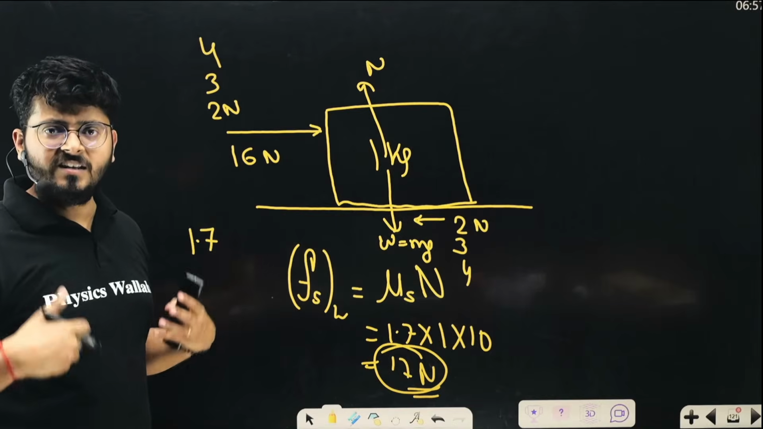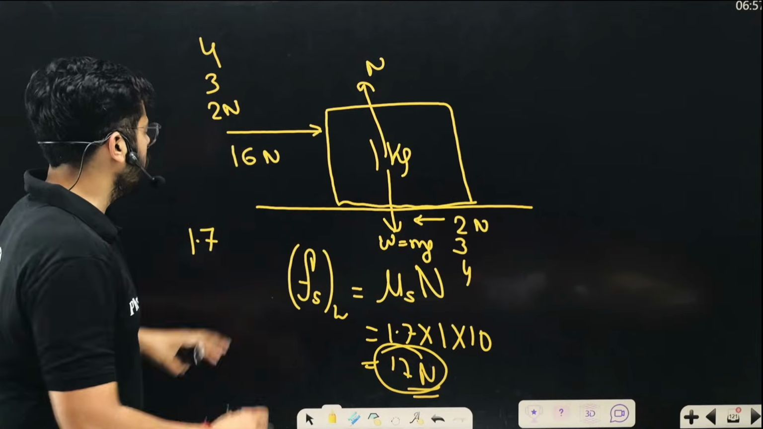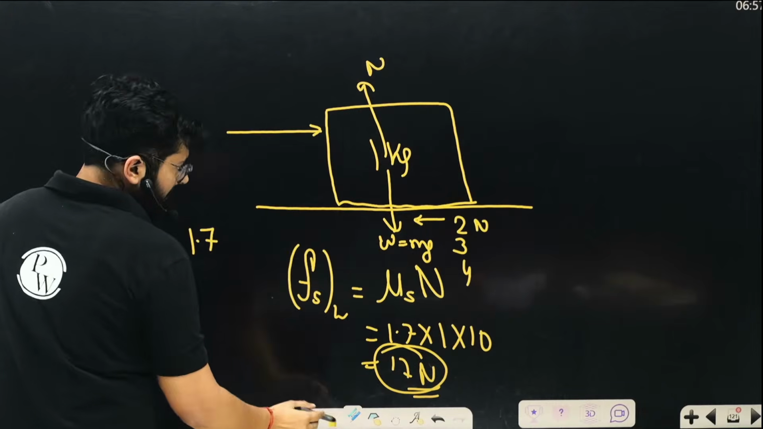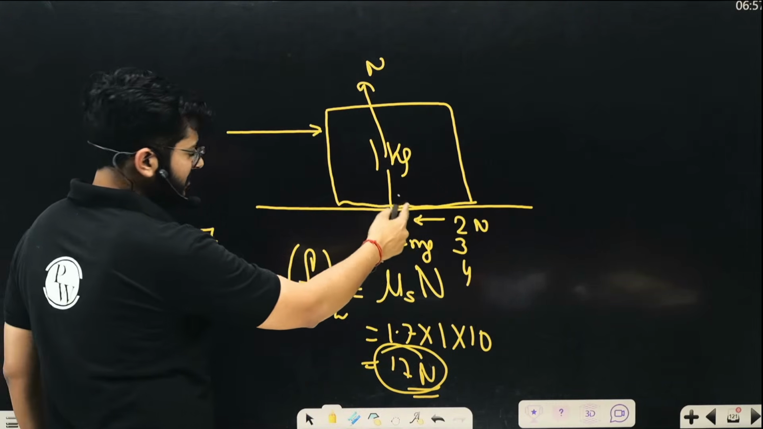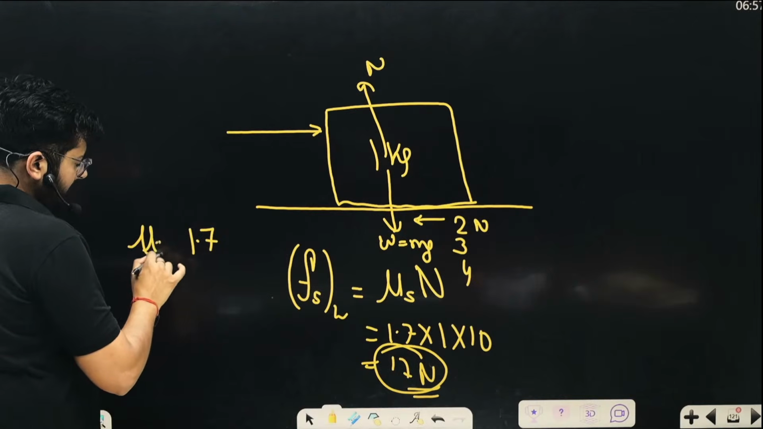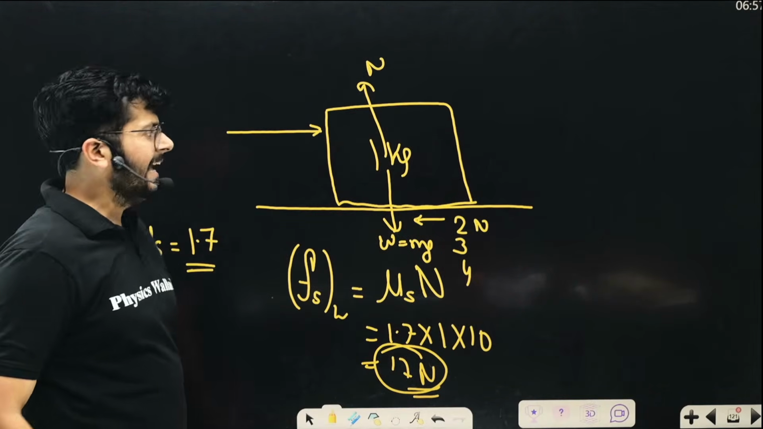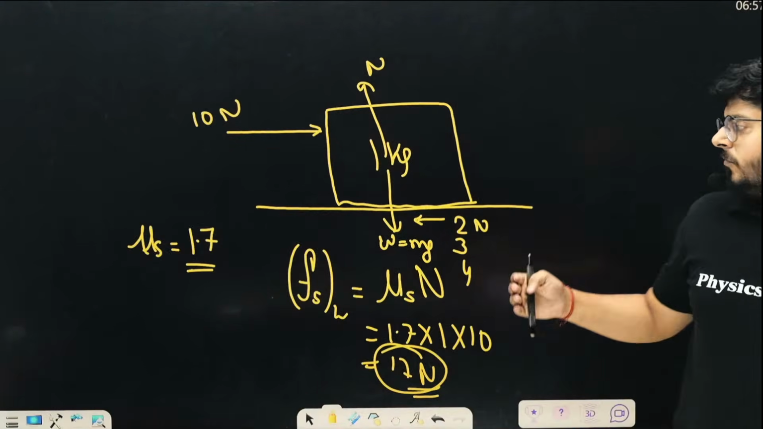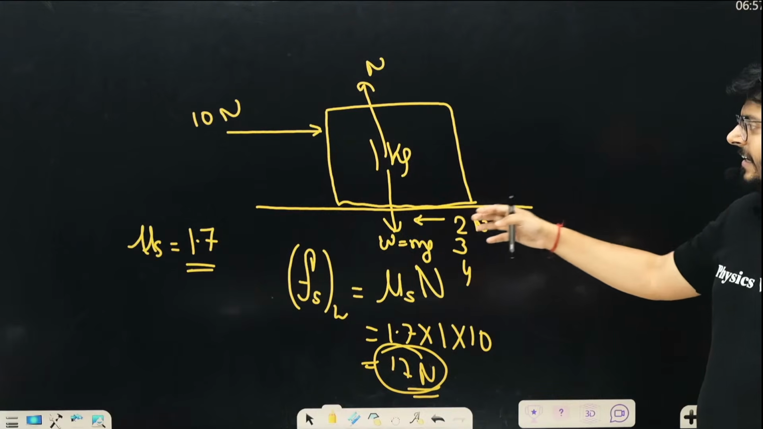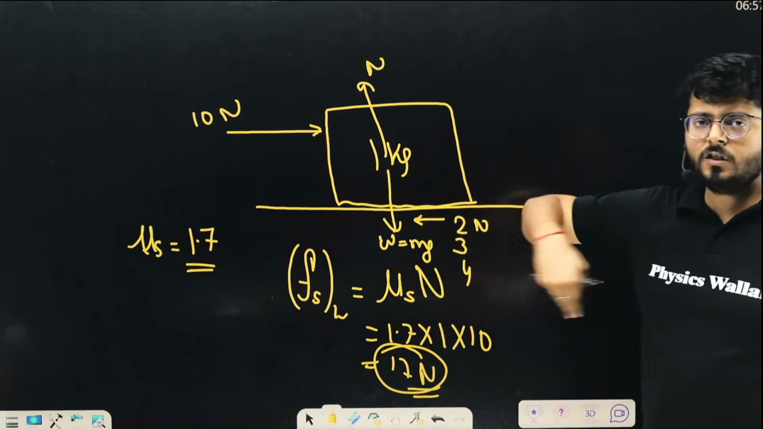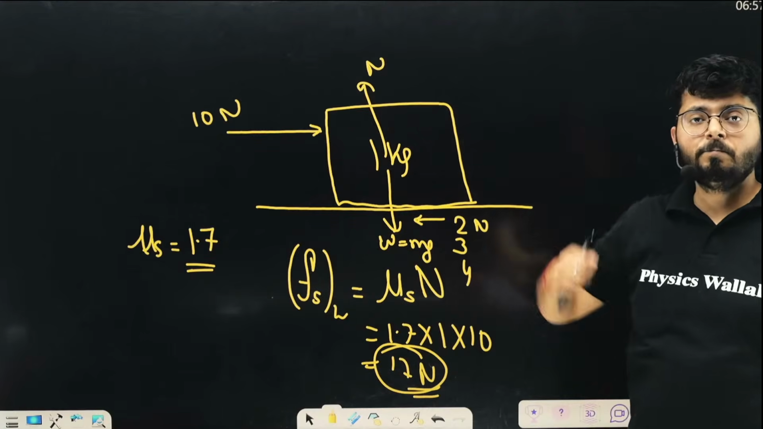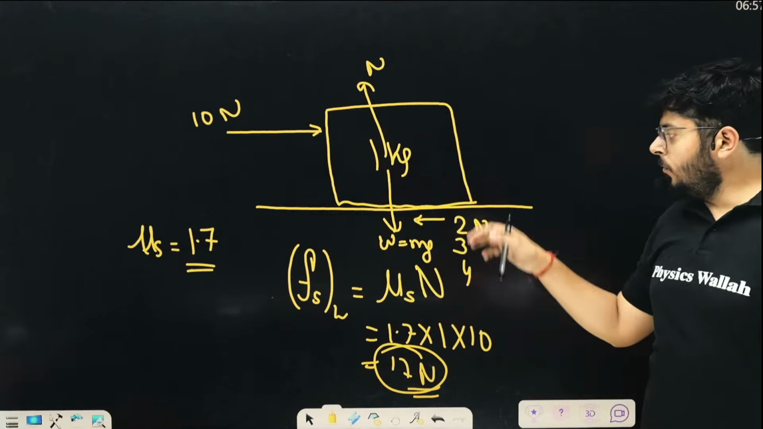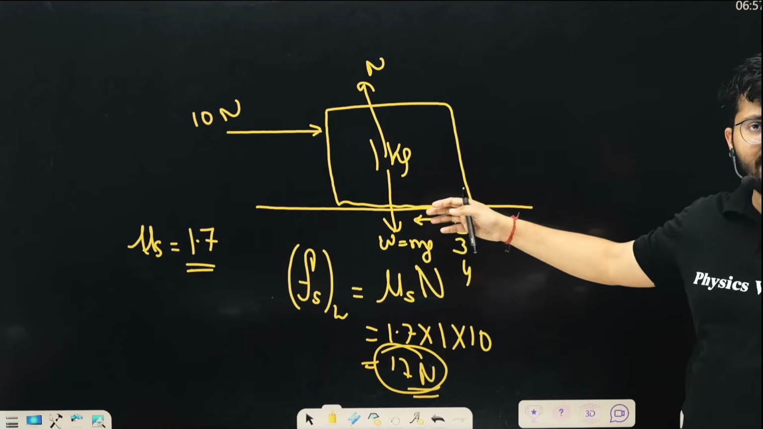Let us say in the question they are telling you that on this body of mass 1 kilogram a force of 10 Newton is acting, and the static friction coefficient is given, which is 1.7 between the surfaces. You have to tell what will be the static friction right now. So my dear kids, if you are applying 10 Newton, first of all calculate the maximum possible value. The maximum possible static friction is 17 Newton over here. So will you get 17 Newton of static friction all the time? No.